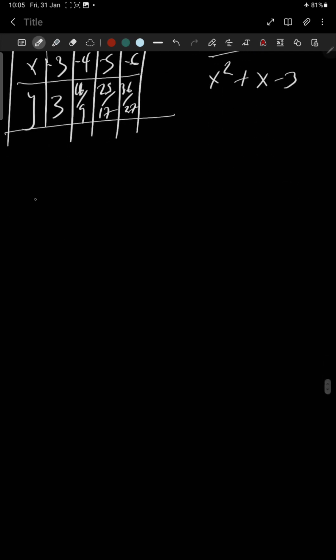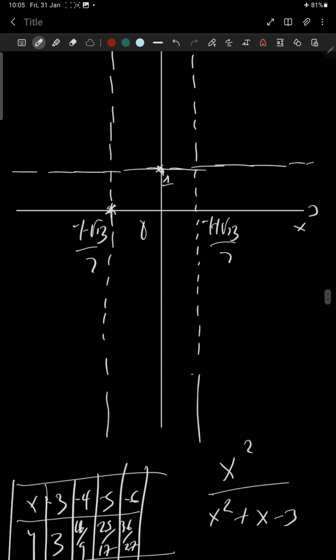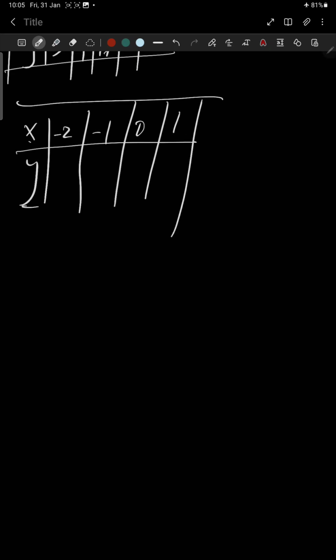Don't be threatened. Now let me pick values of x in between. So I'll pick values of x which are in between here. What values of x can I find in between here? Notice this one is negative 2 point something, right? Negative 2 point something. So 2 point something is greater than 2, isn't it? So I'll pick negative 2, negative 1, 0, and 1, because this is 1 point something. These are the values that are in between.